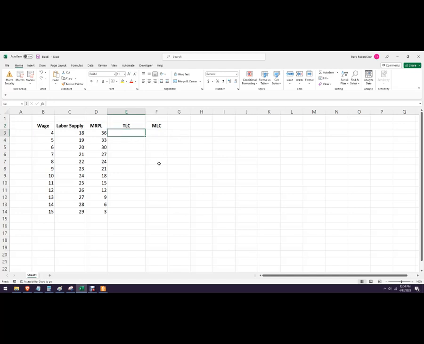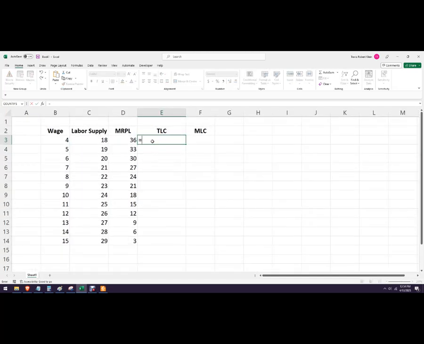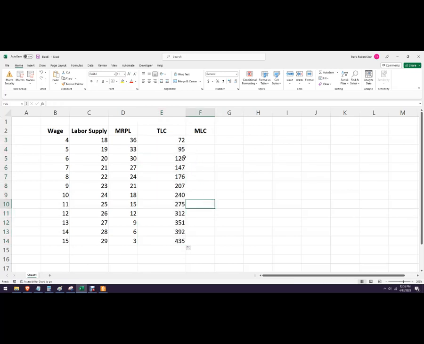So for total labor cost, we're going to write a formula. We hit the equals sign in Excel here. Let me zoom in a little bit. I'm going to hit equals, and we're going to multiply the wage times the number of workers. So 18 workers getting paid $4 per hour gives us a total labor cost of $72. Now I'm just going to copy that formula all the way down. I could continue to do that, but I don't need to. It's already doing the math. You can see the more workers I hire, I have to pay the higher wages, and it's going to increase my total labor cost.